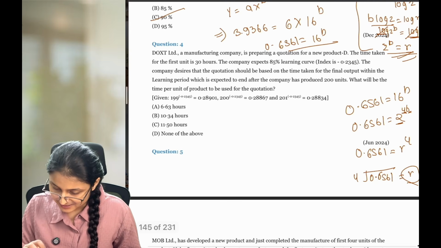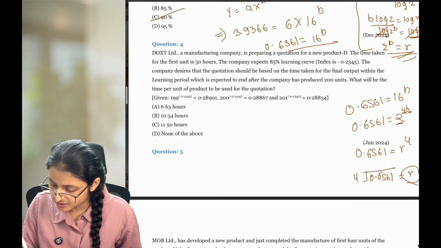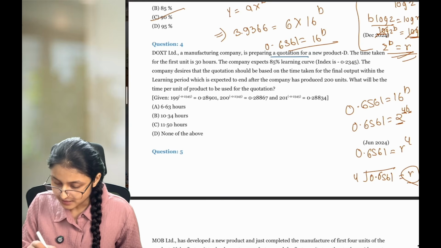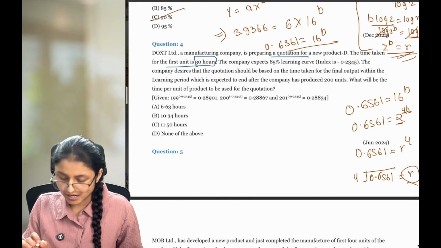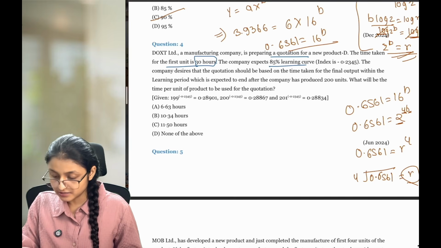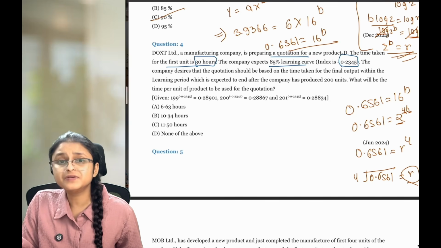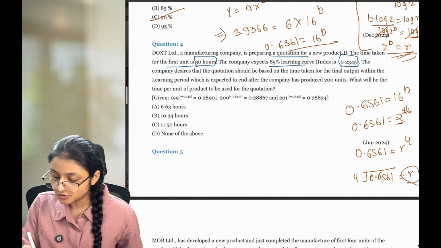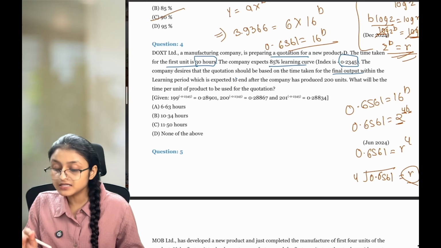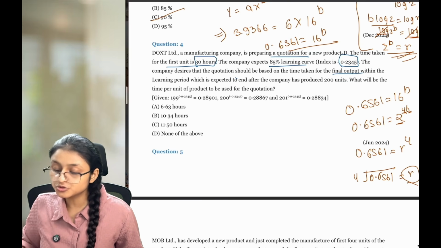Okay? Next. In the next question, they are mentioning that Doxt Limited, a manufacturing company, is preparing a quotation for new product D. The time taken for the first unit is 30 hours. The company expects 85% learning curve. Index is minus 0.2345. Index is what? Your B value. The company desires that the quotation should be based on the time taken for the final output within the learning period, which is expected to end after the company has produced 200 units.